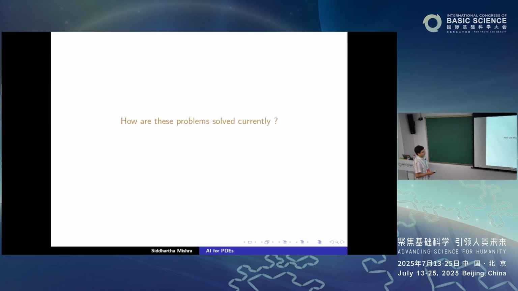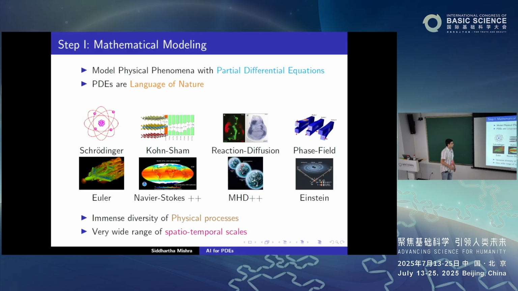So now, how are these problems solved at the moment? How do we solve this? There are many experts in numerical analysis here, so the pipeline is very well known. So first, we need to have a mathematical model of these kind of physical systems, and typically these mathematical models are PDEs, partial differential equations.